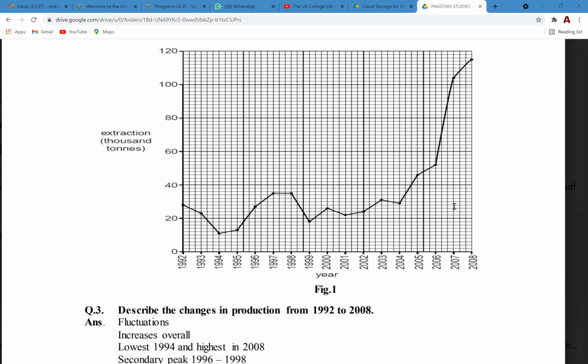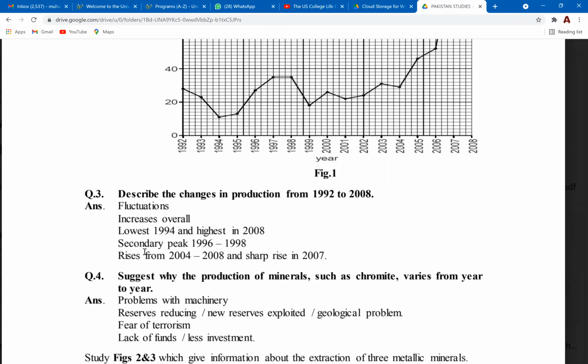Okay. So I hope you guys are clear. This is how you need to describe these graphs in the answer. Generally, these graphical questions are very easy. They look very simple, that the graph has come in front of us and we know what is happening. But when it comes to writing a composed answer, you need to be very careful of these technicalities. Okay. And then see, you need to tell about the peak, you need to tell about the rises, a sharp rise in 2007, lowest in 1994, highest in 2008.